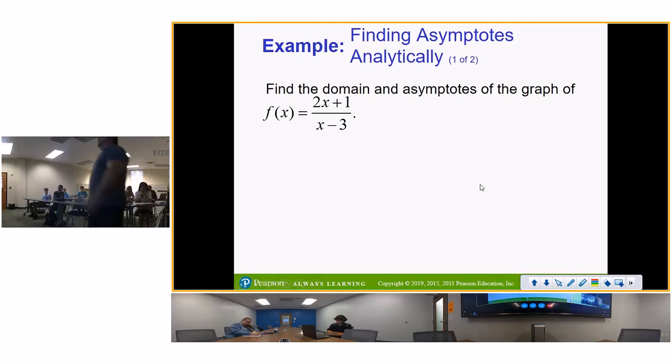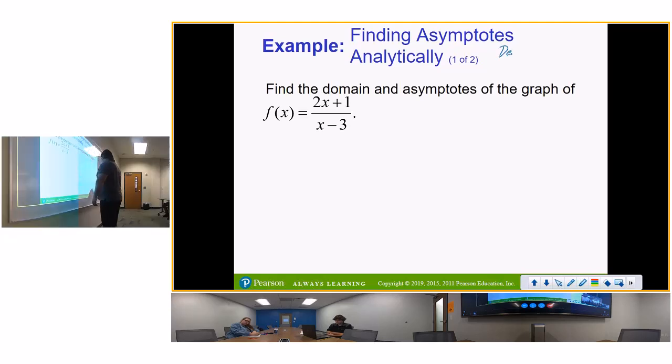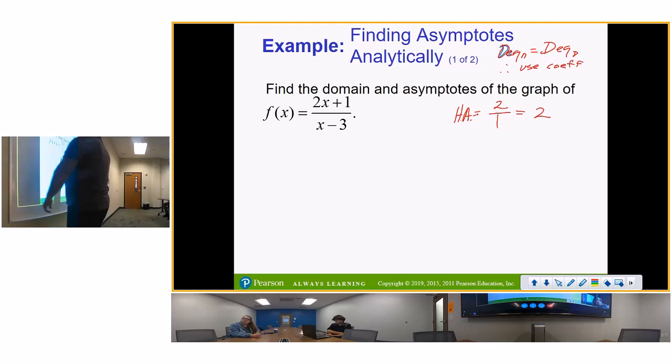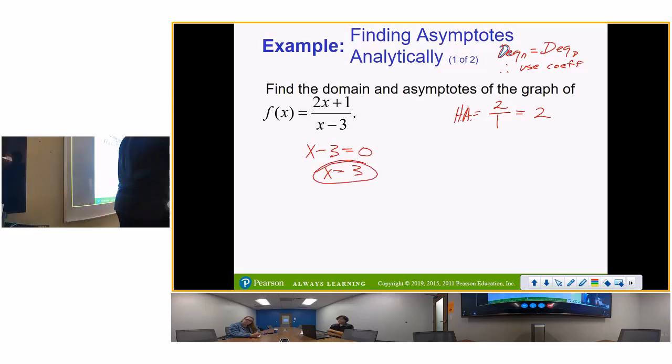Okay, so this one, the degree of the numerator is equal to the degree of the what? So therefore, you just use the coefficients. In this case, it's 2 over what? 1, which is 2. And what's our vertical asymptote? 3. So now you've got your vertical asymptote and your horizontal asymptote.